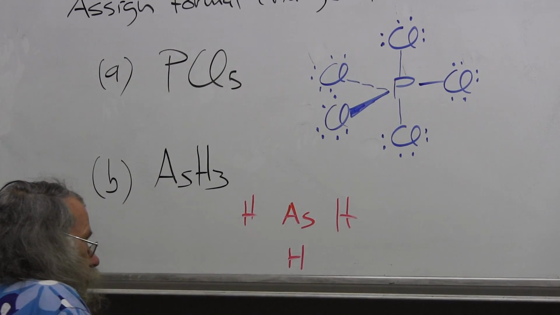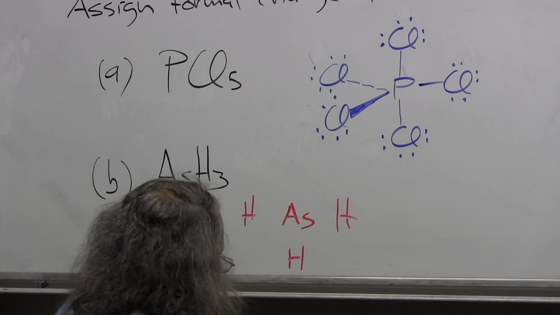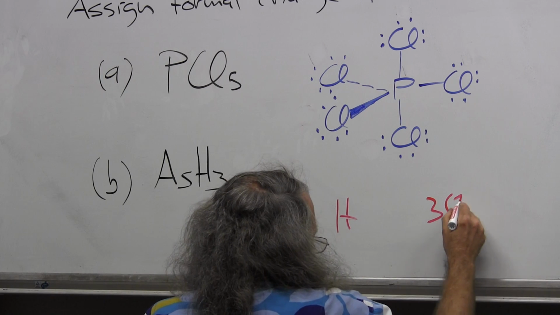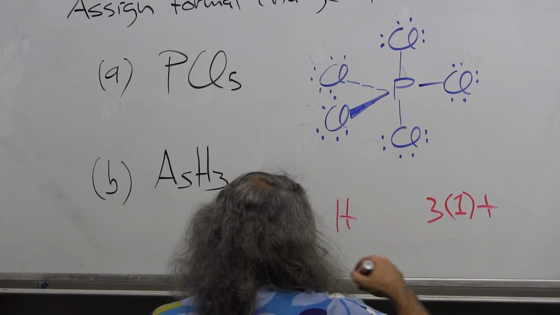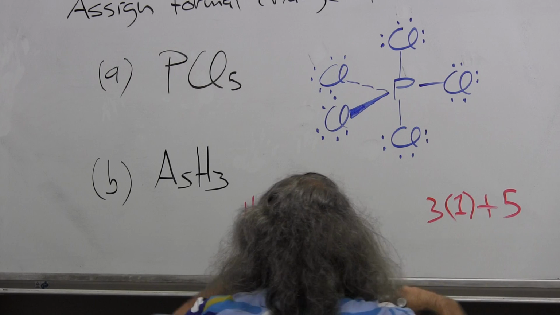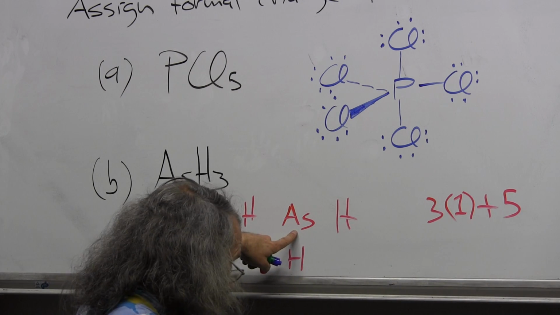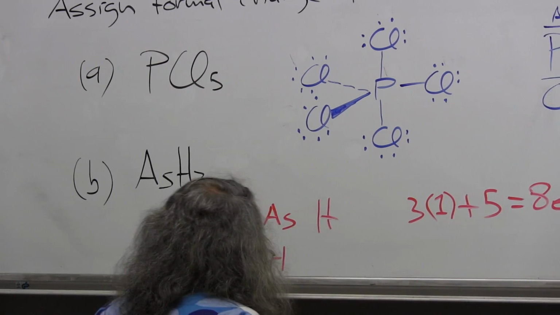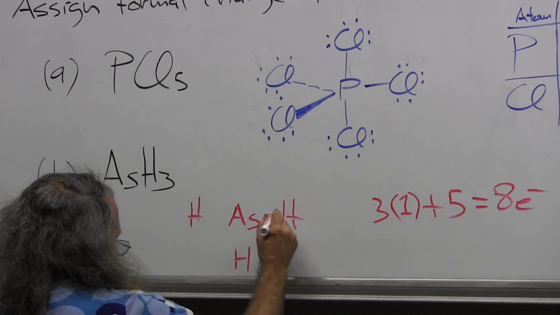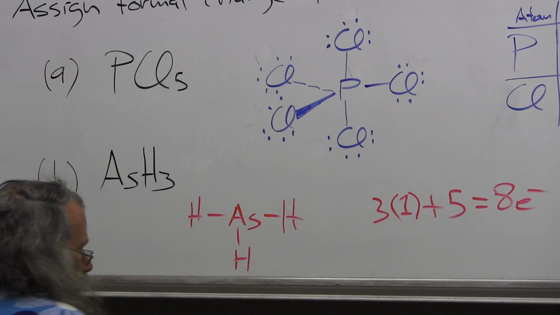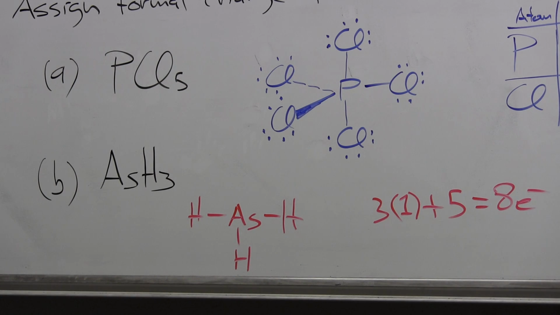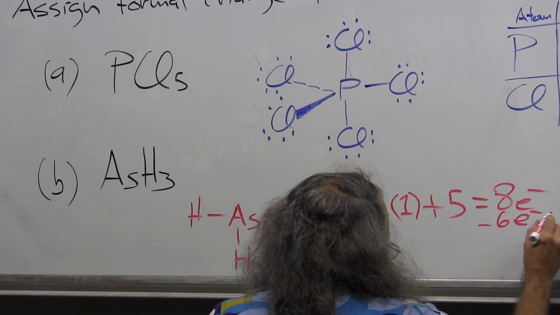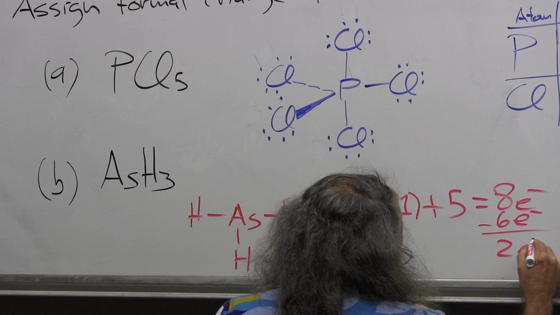I will now add up the electrons present. I have 3 hydrogens, group 1, 3 times 1, plus, again, 5 for the group number of arsenic, equals 8 electrons. Okay, so now I will draw a line connecting the central atom to the outer atoms, and I will deduct 2 electrons for each of those. So that is minus 6 electrons. There are 2 electrons remaining.